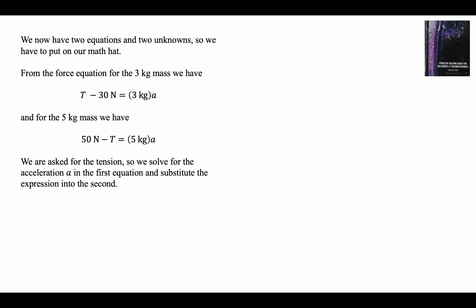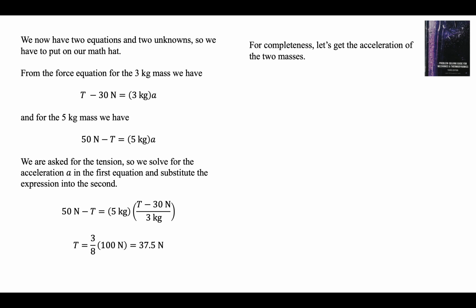In the first equation, substitute in the second, or vice versa, it doesn't matter. So acceleration is T minus 30 over 3 from the first equation. Just divide both sides by 3 to get a. That's all we have to do. That's a. Stick it into the second equation, and we get T is 37.5 newtons, which is good news because it's bigger than 30 and less than 50.